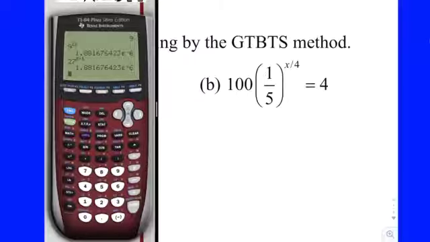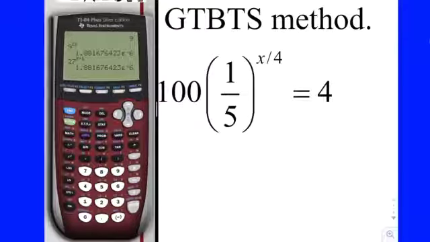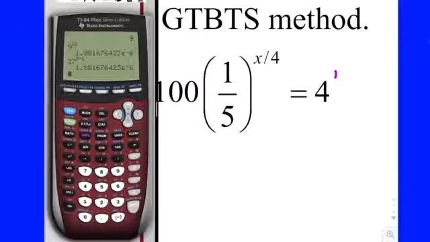Okay. So on part B, the instructions say to solve it by the GTBTS method. So what's the base on the left? 1/5, right? The 100 is not the base yet. It's 1/5 because that's what has the exponent. Do we have a base on the right? Not really, because it's 4 to the first. That's not even a variable, so we just have a number.